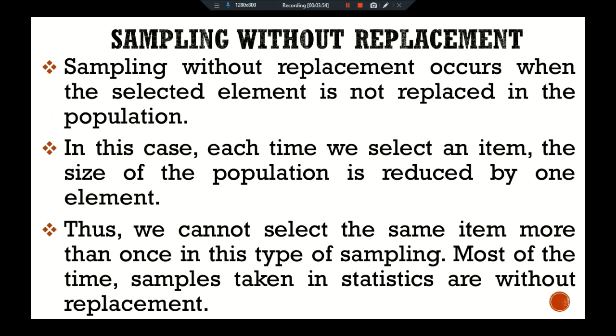For example, consider an opinion poll based on a certain number of voters selected from a population of all eligible voters. In this case, the same voter is not selected more than once. Therefore, this is an example of sampling without replacement.